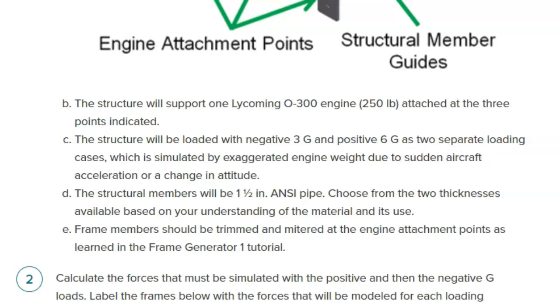All right, let's think about the negative 3G and the positive 6G climbs or dives. And what we're going to simulate here is if it's in an aggressive climb or in an aggressive dive, how much force, what kind of force, how's the force distributed? That's what we need to understand.